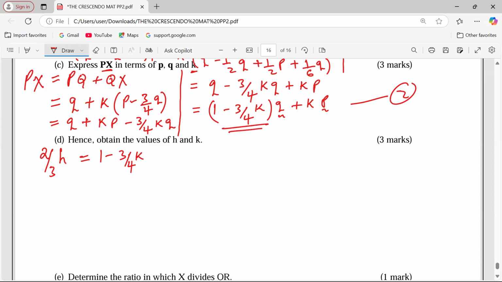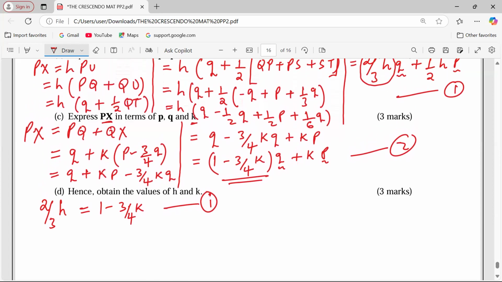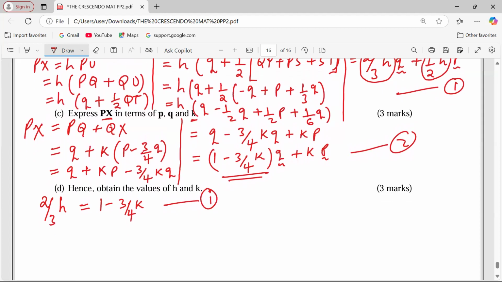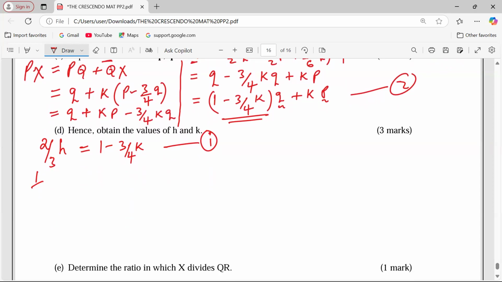We can call this equation Roman 1, because we're already having 1. Then we do another equation relating the coefficients of vector p. From the first expression, the coefficient of p is half h, which equals the coefficient of p in the second, which is just k. So half h equals k, equation Roman 2.